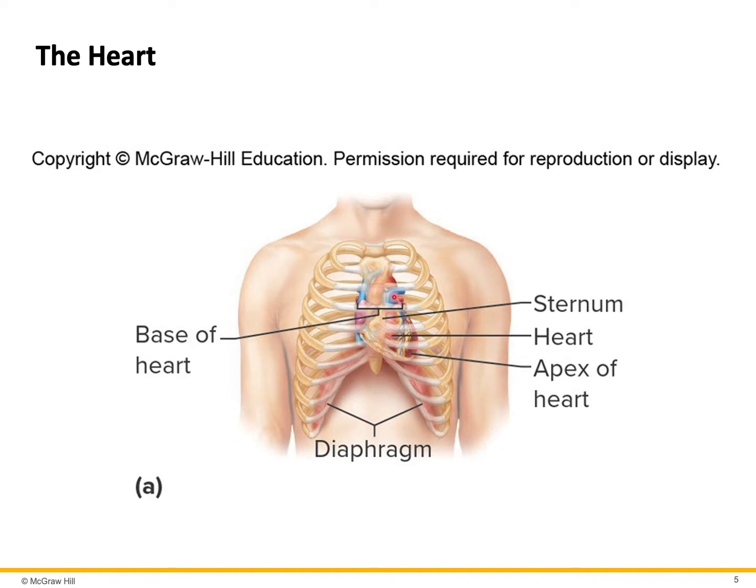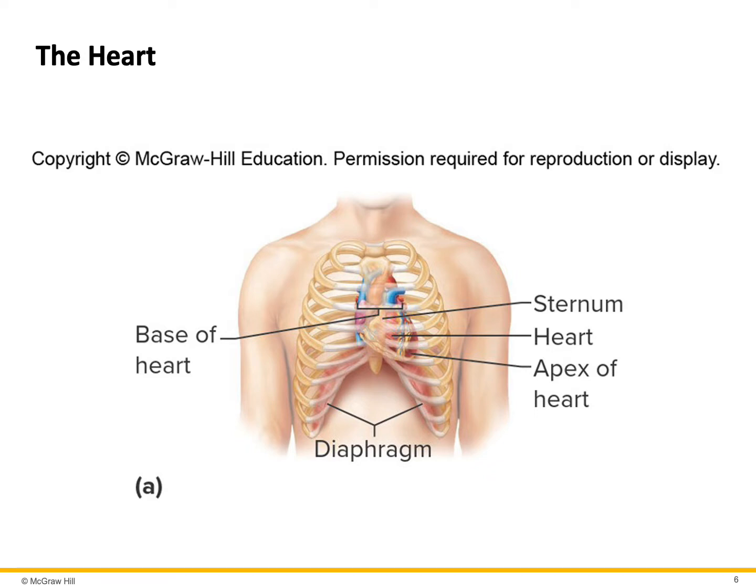If we pay attention to the shape, the heart has a somewhat cone shape. It has a base where you find the large blood vessels, and it has a tip, or apex, of the heart. The base of the heart is beneath the second rib, and the tip or the apex of the heart extends to the fifth intercostal space.